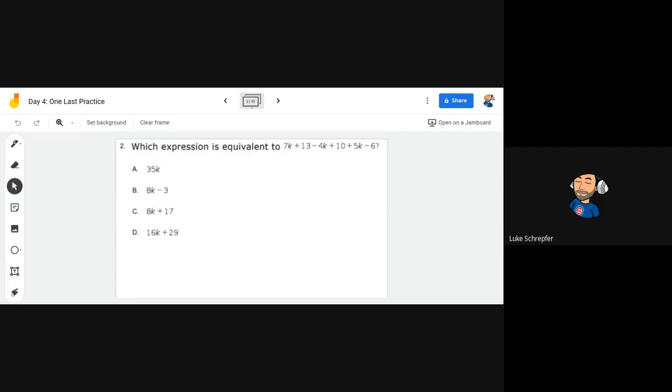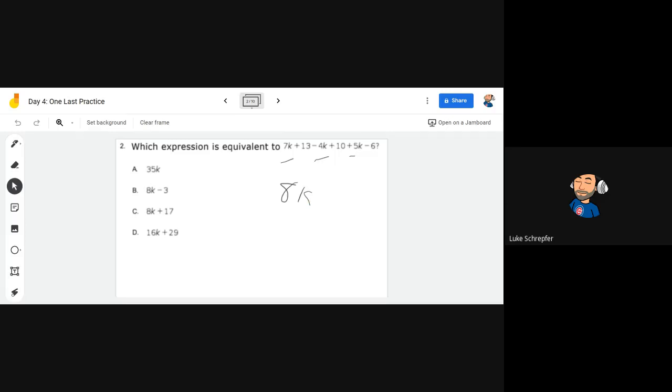So which expression is equivalent to 7k plus 13 minus 4k plus, and we got all that. So what we're going to do is just combine all of our like terms. So the k's are good. 7, we got one in the middle. 7 minus 4 is 3. 3 plus 5 is 8k.